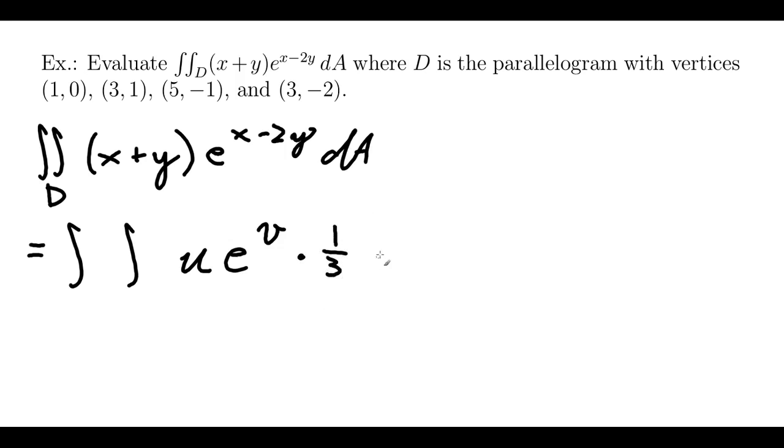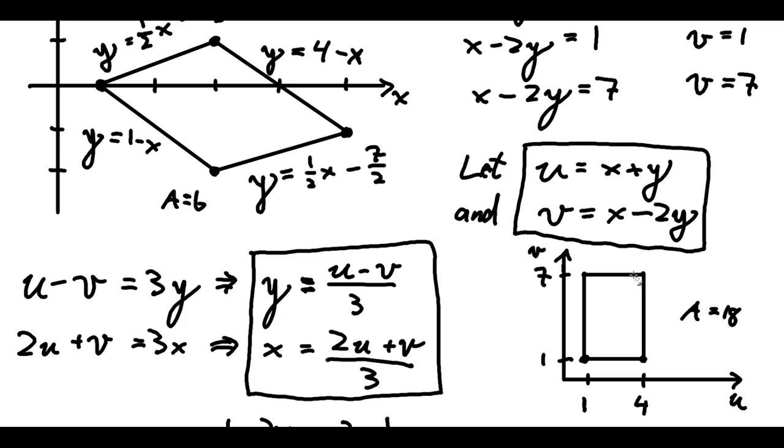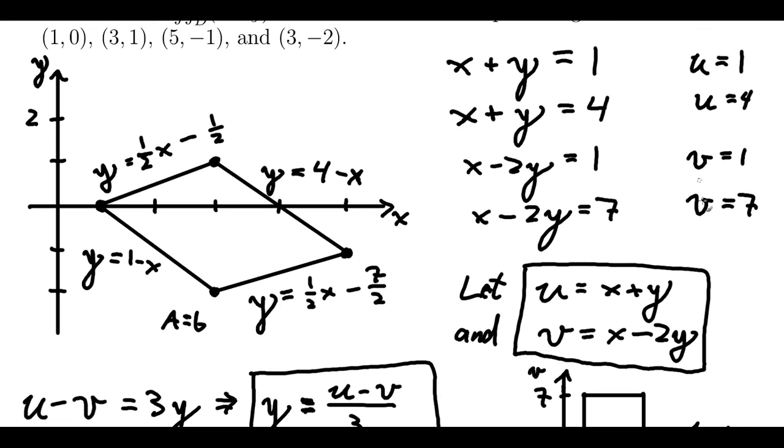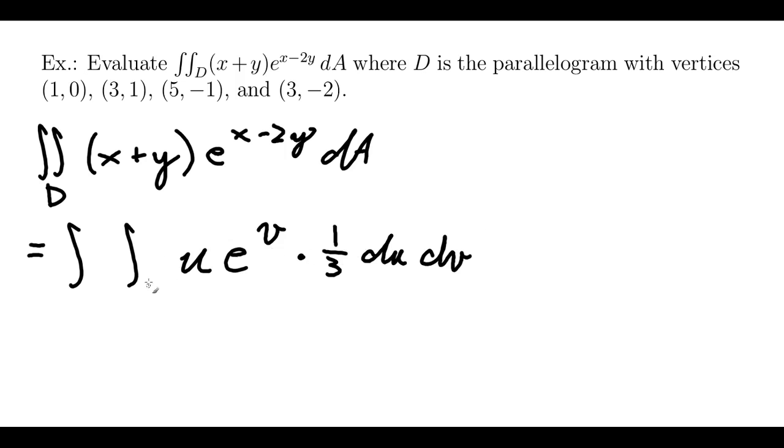For dA, we found that we have the scaling factor of 1/3, and it doesn't matter whether we write du dv or dv du, since we have constants here. We just have to be careful to put the right things on the right things. u goes from 1 to 4, v goes from 1 to 7. And there we go. There's our new integral setup.